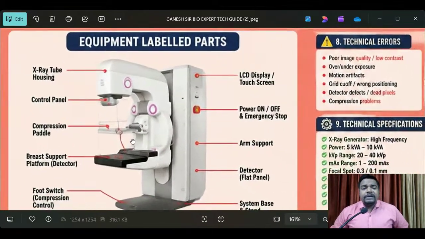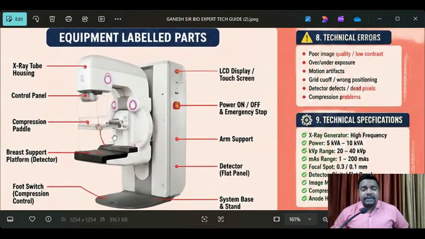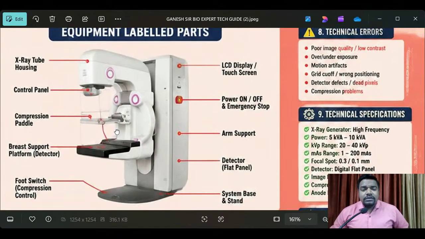Now, the equipment label part. See here very clearly, I'm going to explain. Let me continue right now. First of all, see this picture. This is the mammography equipment. See, in mammography, if you take any company, make, or model, the appearance is only this one.